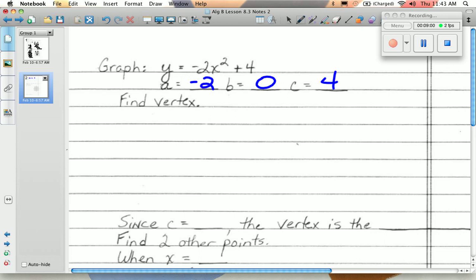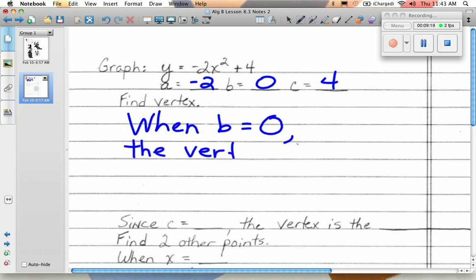I was going to save you some work here. What are we going to say? When b equals 0, the vertex is the y-intercept. y-intercept, 0, 4.